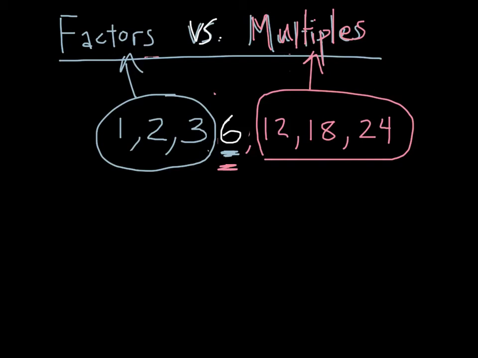So to conclude this portion of the video, 1, 2, 3, and 6 are all of the factors of 6. Let me say that again, 1, 2, 3, and 6 are all of the factors of 6. It only has 4 factors. 6, 12, 18, and 24 are the first 4 multiples of 6, and we could keep going on and on forever with multiples, but we're just going to stop there for now. So hopefully that clears up what the difference is between factors and multiples.